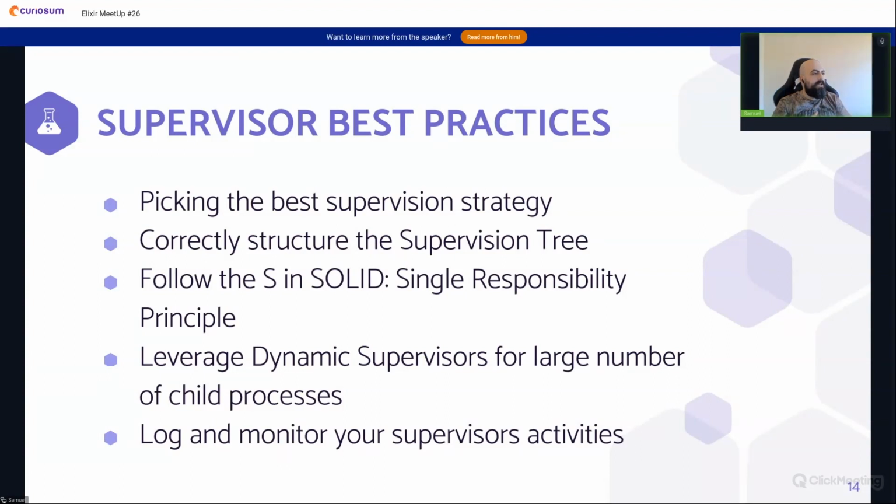And last but not least, we have lots of tools like the observers, lots of telemetry tools in Elixir and Erlang to oversee our supervisors, like when they are crashing, why they are crashing, how often they are crashing, how much load they are taking, like how many messages they are able to process. So it's very important that we log that, we monitor that, so that we can see what's affecting our applications and what we need to change. So this is very important.